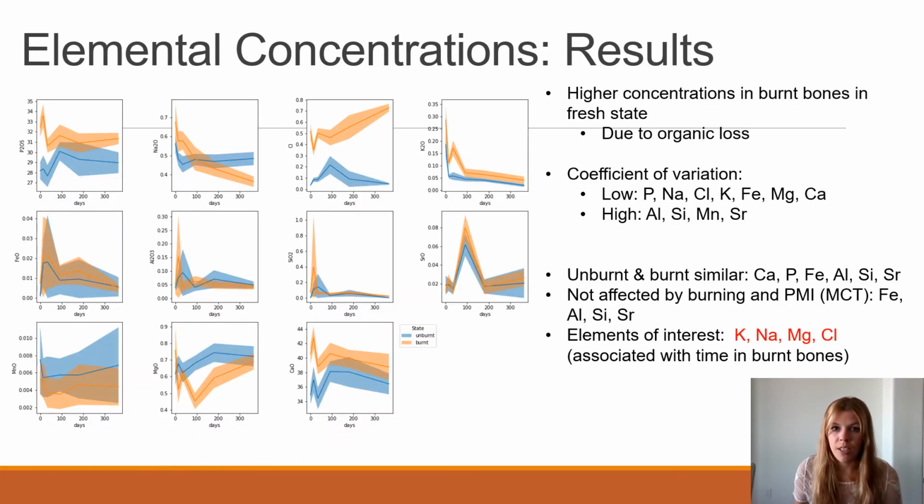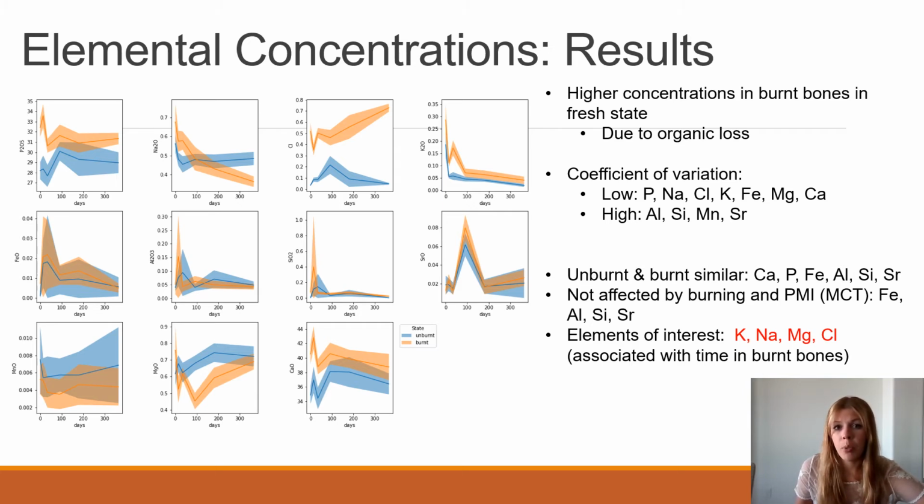This figure shows the changes in the different elements' abundance in the unburnt and burnt bones as a function of time. So the x-axis is the postmortem interval, or time since deposition, and the y-axis indicates the concentration of the specific element. The blue line indicates unburnt bones, while the red line shows the burnt bones. The shading around shows their variation across samples in ±2 standard error. The high values of elements in the fresh burnt bones compared to the unburnt bones indicate organic loss and not an actual increase in the elements. The coefficient of variation was low in most of the elements.